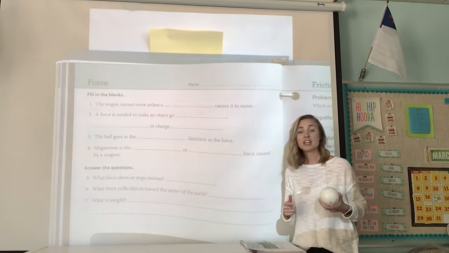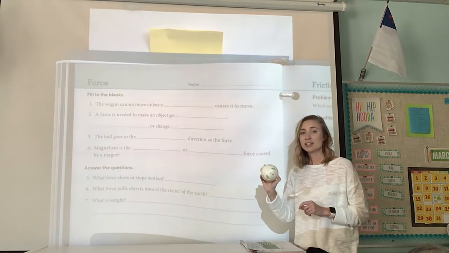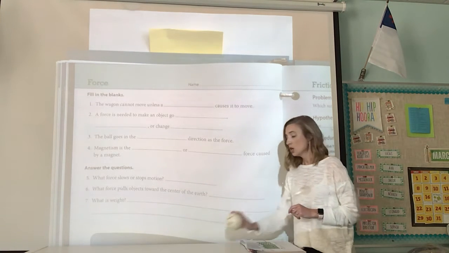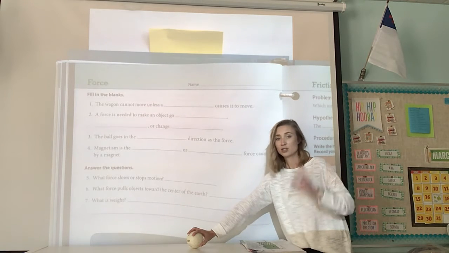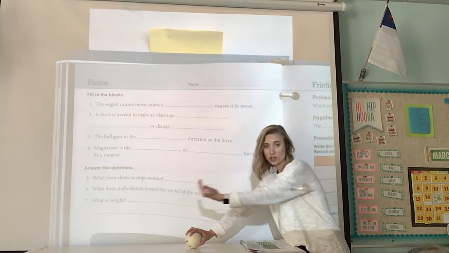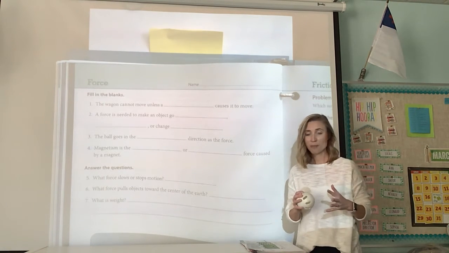There were a couple other things in our chapter that we want to make sure we pay attention to. My object is always going to move in the direction of the force. So if I push the ball away, it's going to move the direction that I pushed it. If I pull it back to me, it's going to move the direction that my force went. That's really important for us to remember.